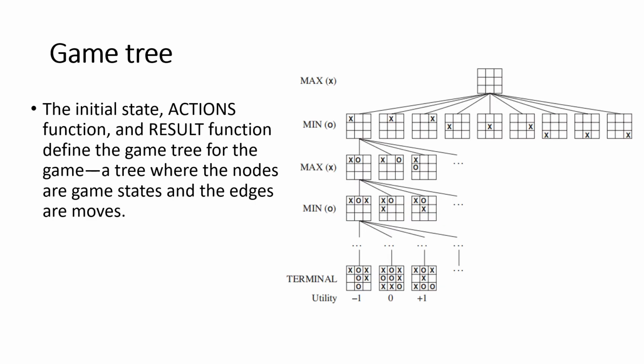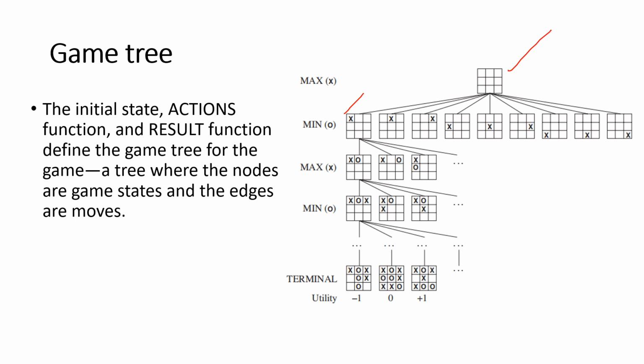What is a game tree? A game tree is a tree representation of a game where nodes are game states and edges are possible moves. The initial state, actions, and result functions together generate the entire game tree. In this figure, each node represents a board configuration, that means each state. This is a tic-tac-toe board.